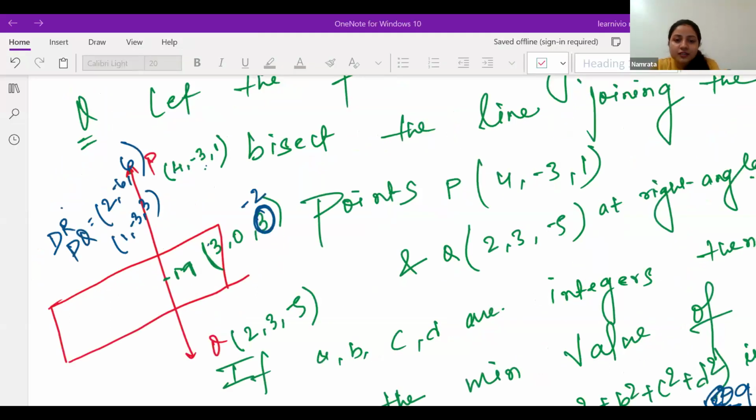Is it 3, 0, 3 still, or 3, 0, minus 2? Please check it. The points are 4, minus 3, 1, and the other point is 2, 3, negative 5. We are doing A1 plus A2 by 2, B1 plus B2 by 2, C1 plus C2 by 2. That's it. Have you checked? What are you getting? 3, 0, 3 or 3, 0, minus 2? Anyone? Minus 2, exactly. We will be having minus 2. Okay, now is it clear, the question and the solution?